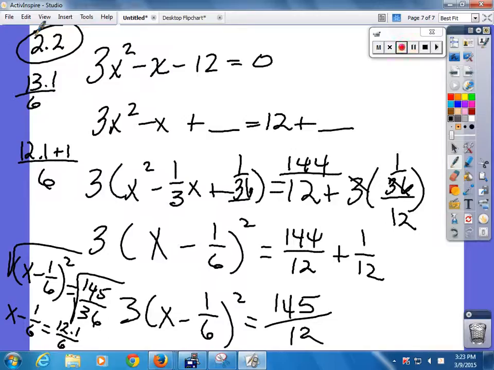Did y'all do it any other way? Wouldn't that be plus or minus? Yeah, but why didn't I use the minus? Can't take the log of the negative.